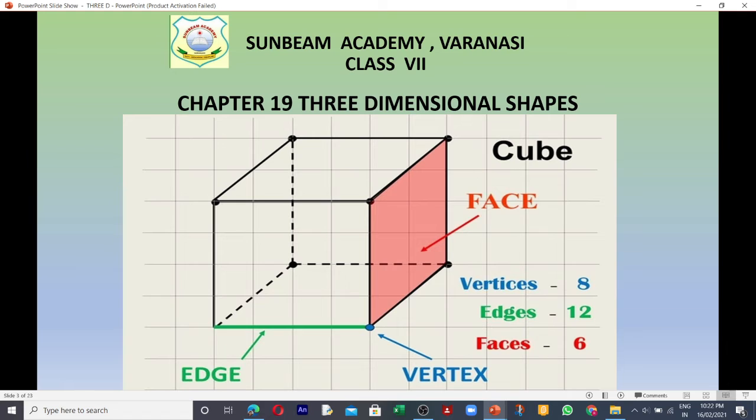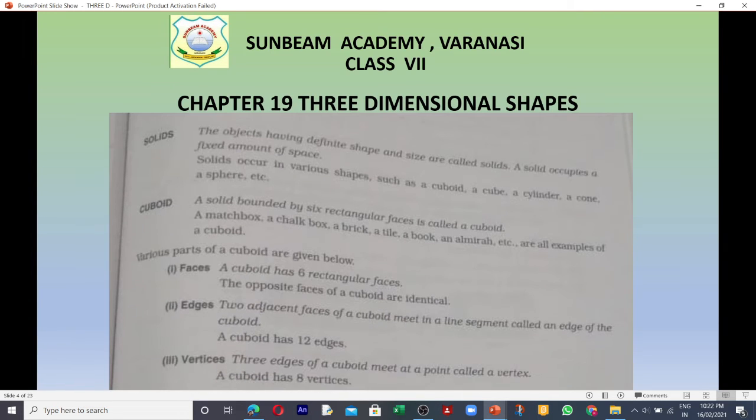This is a three-dimensional shape, children. In this you will have height also, right? Length, breadth के अलावा height भी है. So this is a three-dimensional shape. Now see, solid and cuboid के बारे में दिया है बेटा. See, it is from your book.